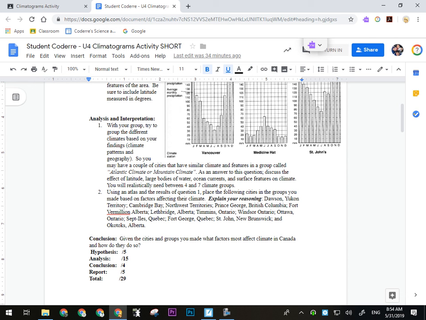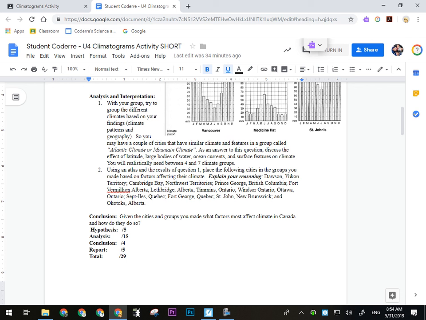give them a name. So you could call it the East Coast climate or the maritime climate, or maybe you have one that's the West Coast climate, or you've got prairie or whatever. You think up the names, but make it something appropriate. And then you are going to describe the factors that affect climate in that group.